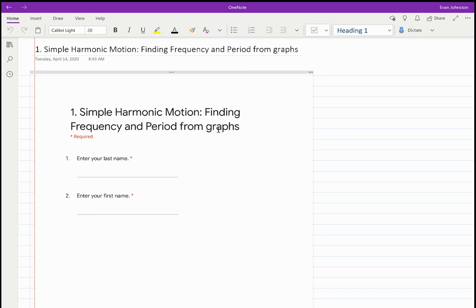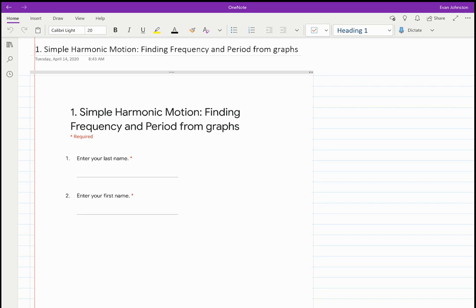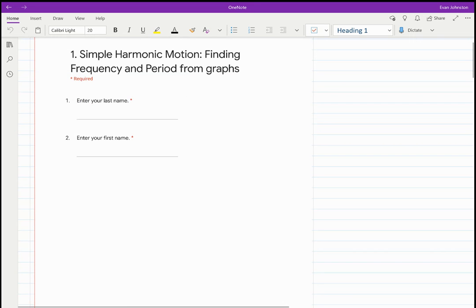Hey folks, so I'm just going to start going over some of these little short quizzes you've had at the end of each day. So this first one, finding frequency and period from graphs.